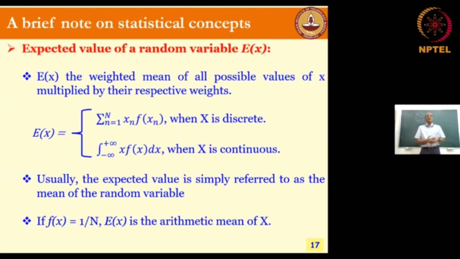What is expectation? The expected value is the mean value. If there are 10 values, you divide by 10, usually. In that case, x1, x2, x3 are discrete.